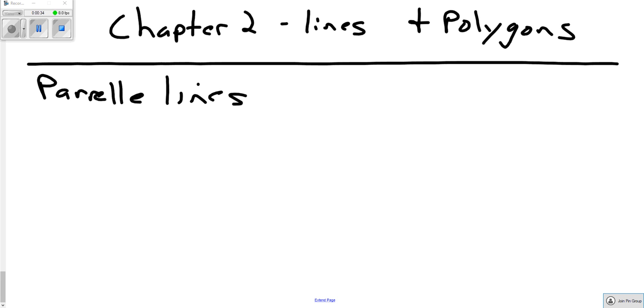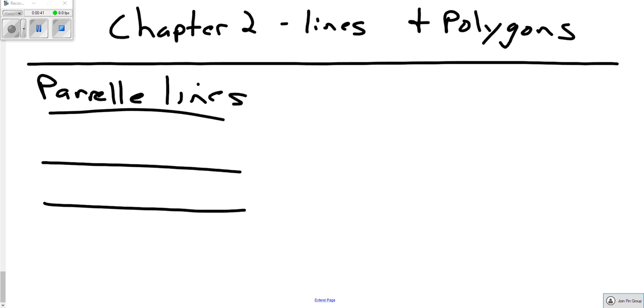I know I spelled parallel wrong. Okay, so parallel lines, something like this, right? The arrows always indicate that they're parallel like that, so they don't touch. And then what's nice is, you put another line through them, there's certain properties about them, right?